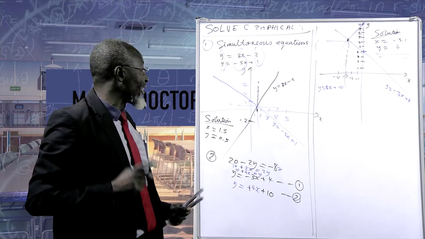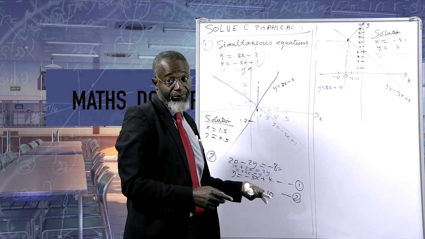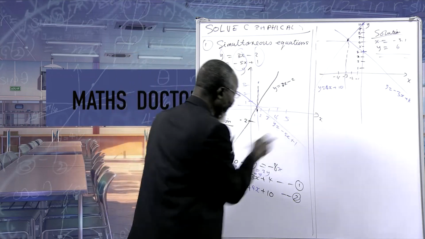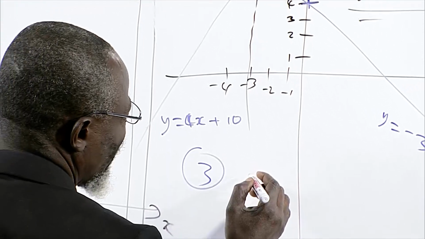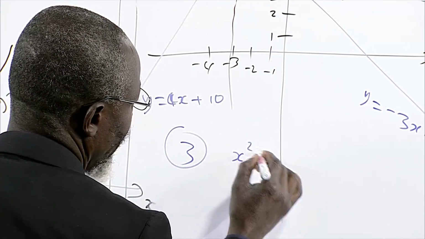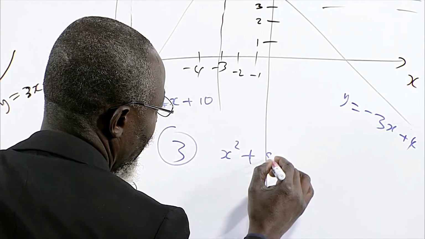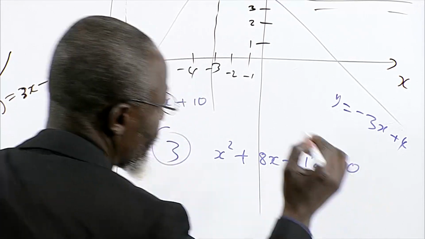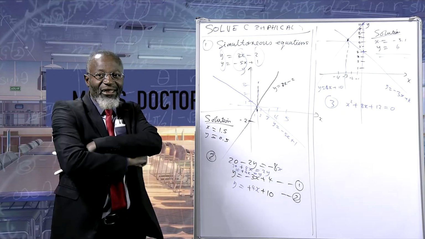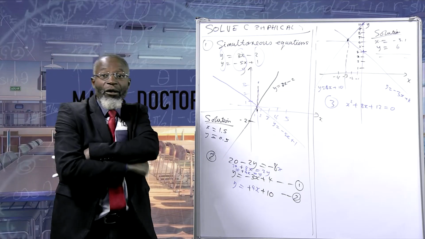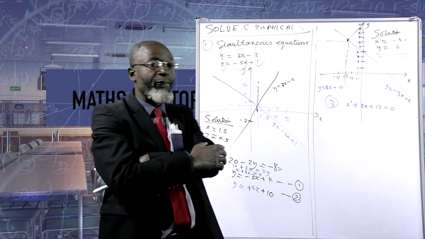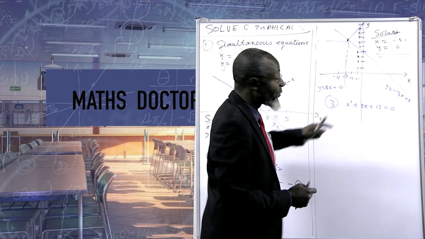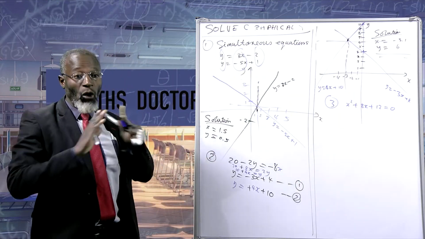So what is really necessary is for you to know how to draw the graphs. These are straight line graphs that I've just drawn, two graphs. The third graph is now saying something like x squared plus 8x plus 12 is equal to 0. This is now different. There is now a squared. When you see a squared, it means this equation is a quadratic equation. And if you see any power, it means that particular equation is no longer a straight line.